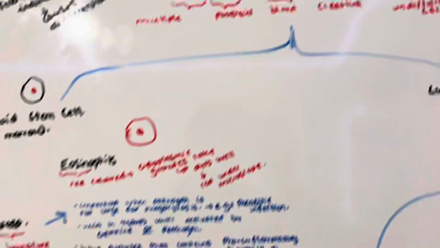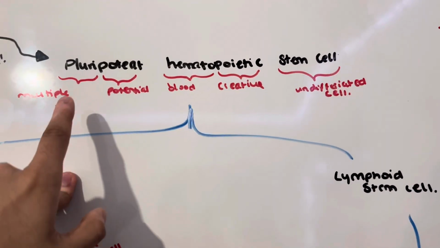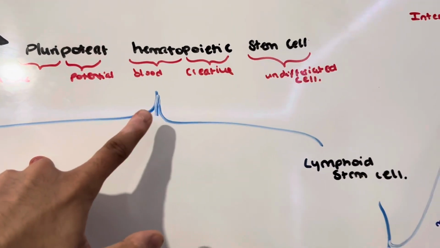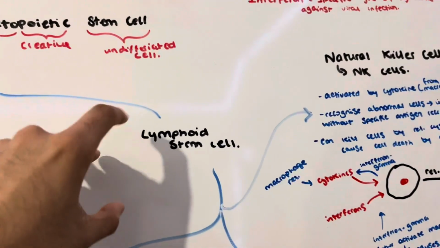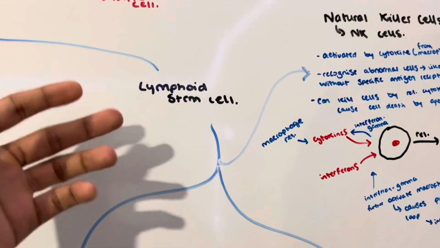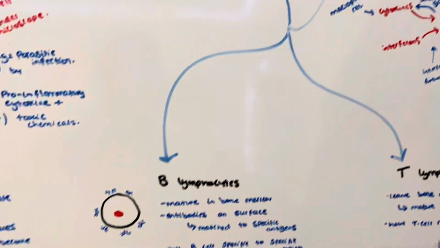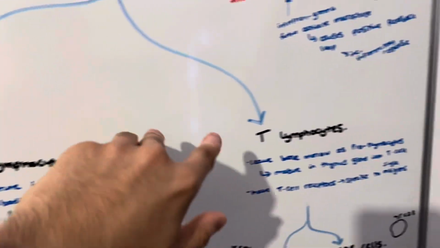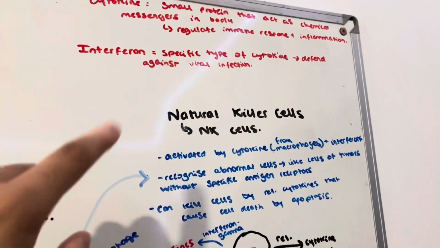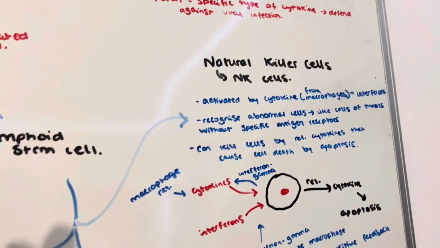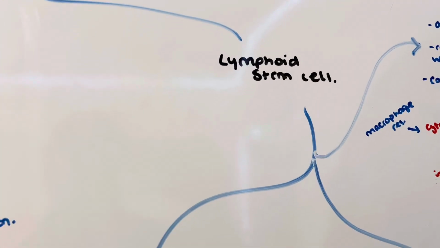Now let's go to our second path. Back to the start, we have our pluripotent hematopoietic stem cells. This can also differentiate into our lymphoid stem cells. Of course, we're talking about the lymphatic system here. From the lymphoid stem cells, there are three categories: our B lymphocytes, our T lymphocytes, or our natural killer cells, also known as NK cells. Let's first talk about B lymphocytes.